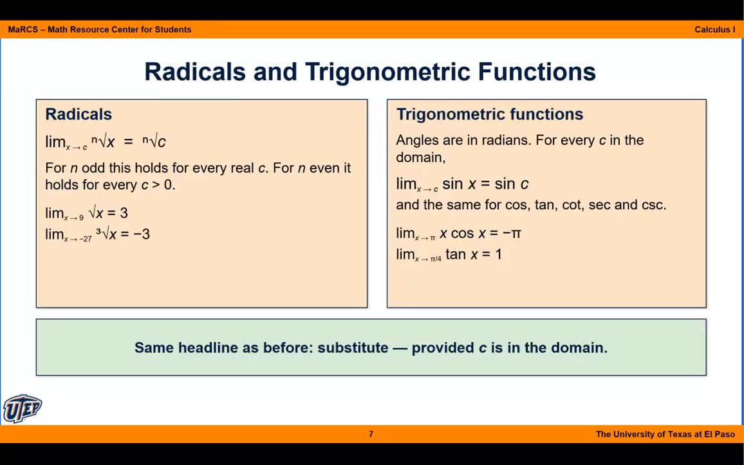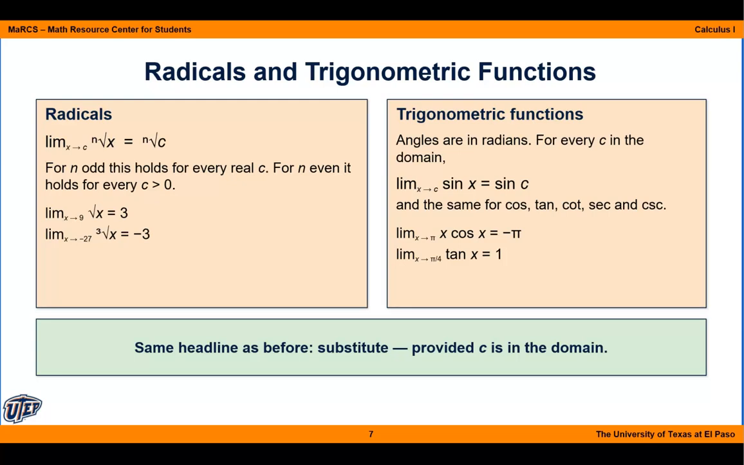Direct substitution also works for radicals and trigonometric functions when the point lies in the appropriate domain. For an odd root, the input may approach any real number. For an even root, we must remain within the function's real value domain. In the first radical example, substitute 9 for x, giving 3. In the second, substitute -27 and the cube root is -3.